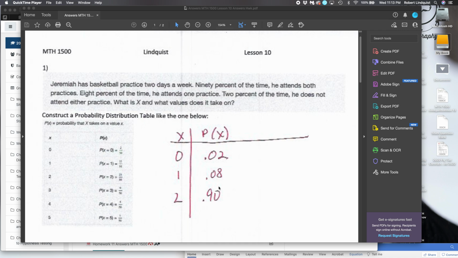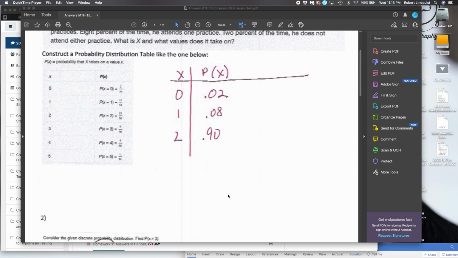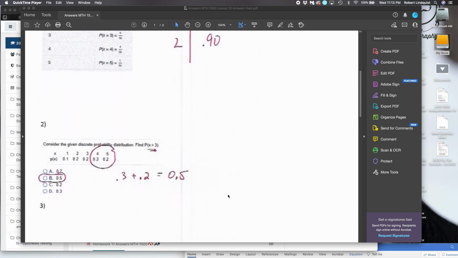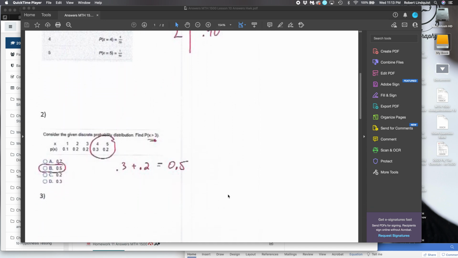So it's just a quick little probability table where you take the information that is given in words, and you convert it to table form. And the reason that's important is you can work with it, which we will do when we get to number 4. Okay. Number 2, consider the given discrete probability function.